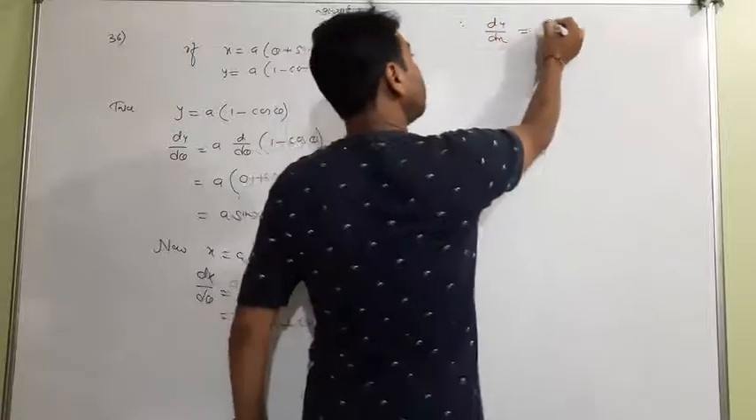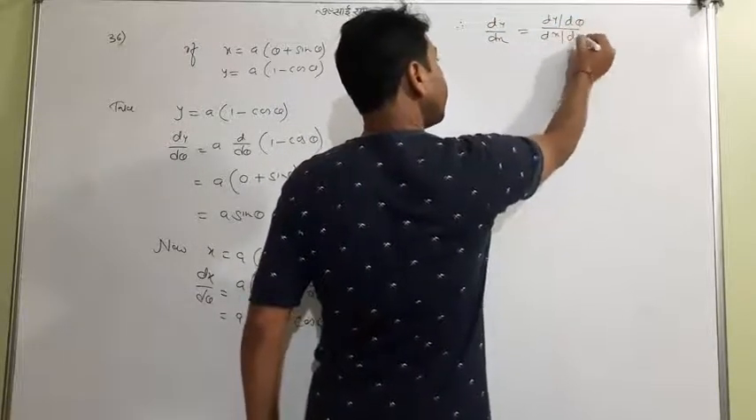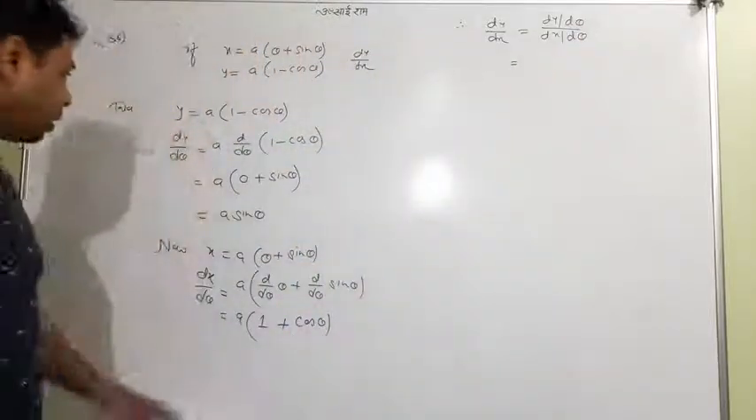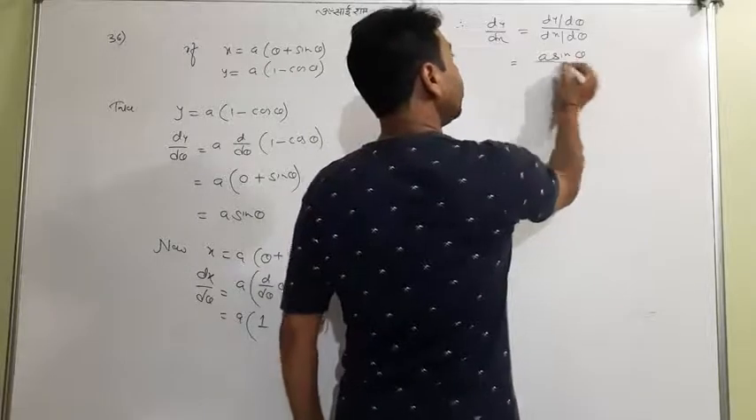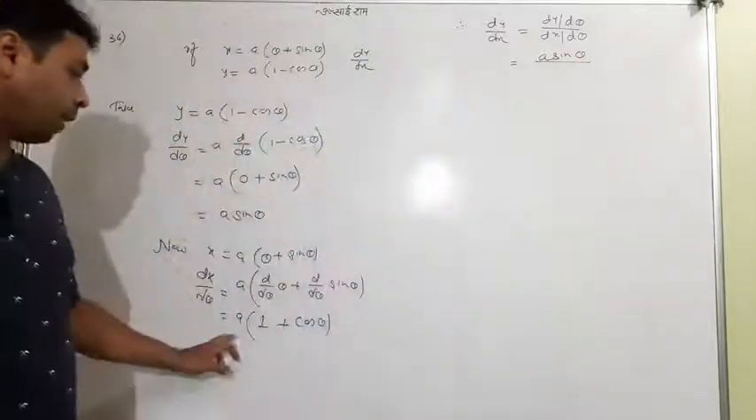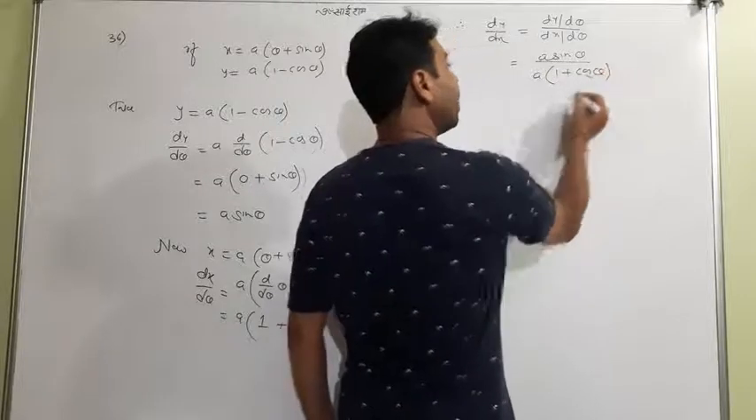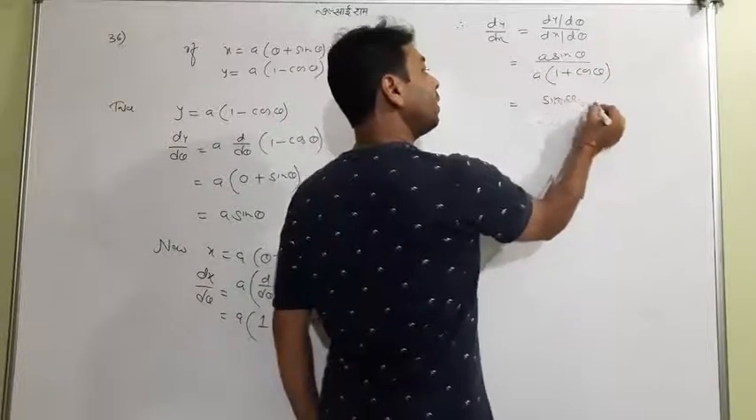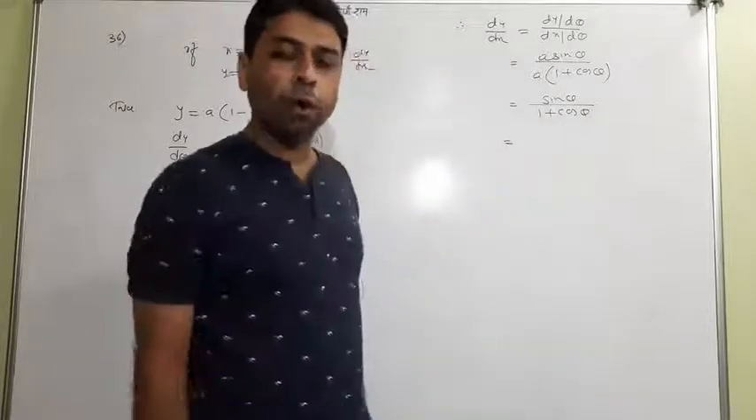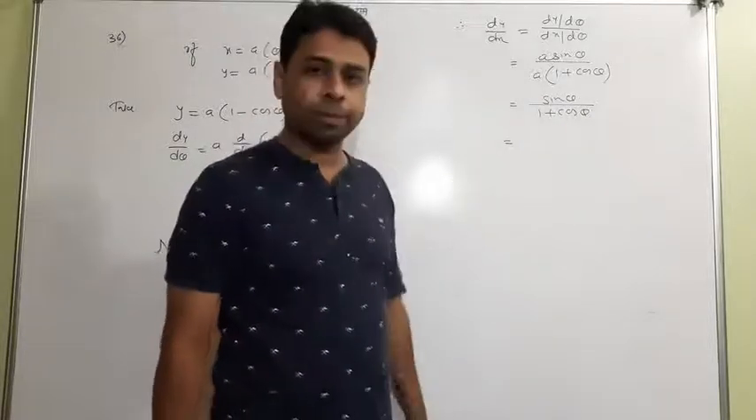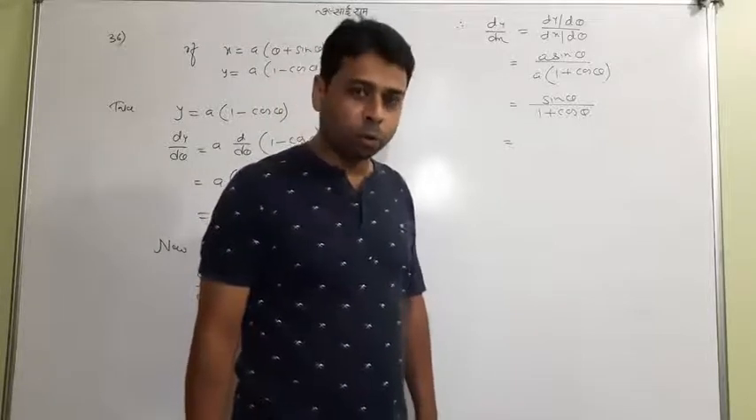dy by dx, which means dy by d theta upon dx by d theta. So what is dy by d theta? It is a sin theta. And what is dx by d theta? It is a (1 plus cos theta). a and a cancel, you are having sin theta upon 1 plus cos theta. If you're not strong in formulas, you will leave your answer here. But it is not actually a suitable answer. It can be simplified more.